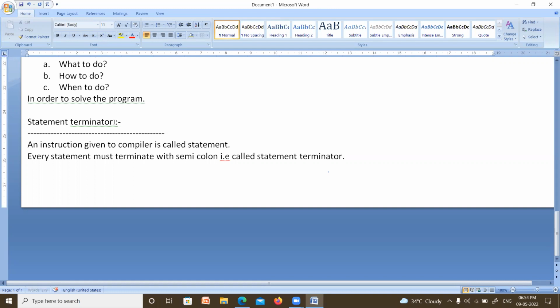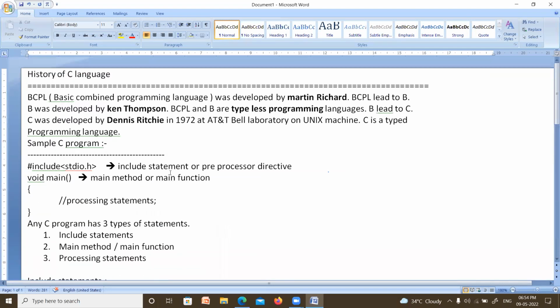Now, what is the symbol for the statement terminator? The symbol for the statement terminator is the semicolon. After completion of every statement, we have to put a semicolon. It is compulsory. Now write down this, note down this one. After that, I will continue the class.